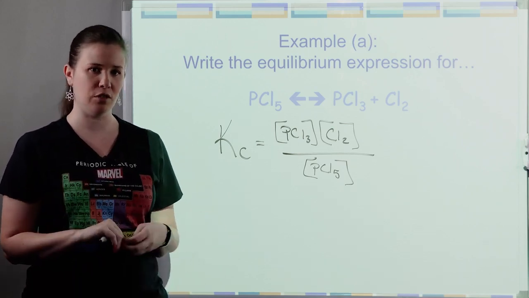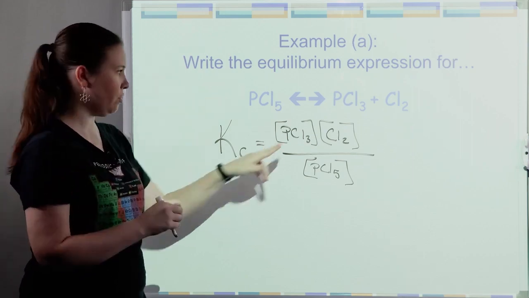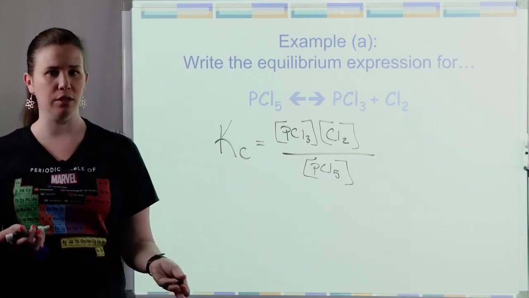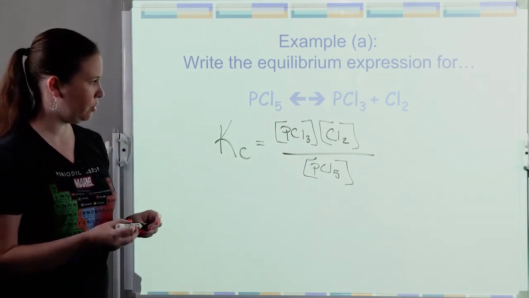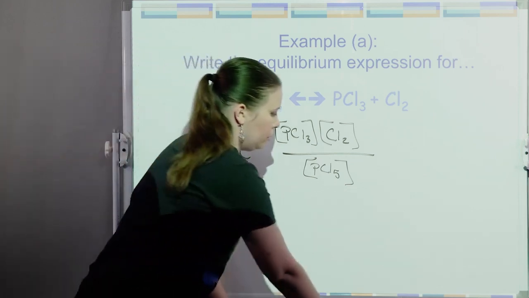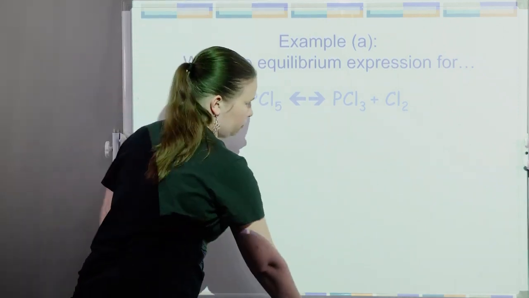Once I have product on top, reactants on bottom, I want to put the exponents in, which will be the coefficients of each substance. Since this equation is balanced with one coefficient for everything, one would be my coefficient for every single substance, and you don't write the one any more than you would write the one for a coefficient. So this is my equilibrium expression for this example. Simply putting products over reactants.